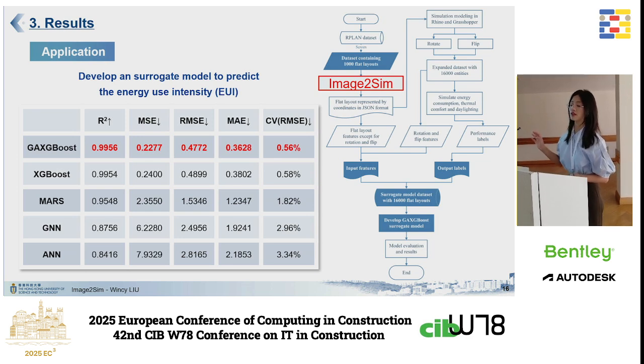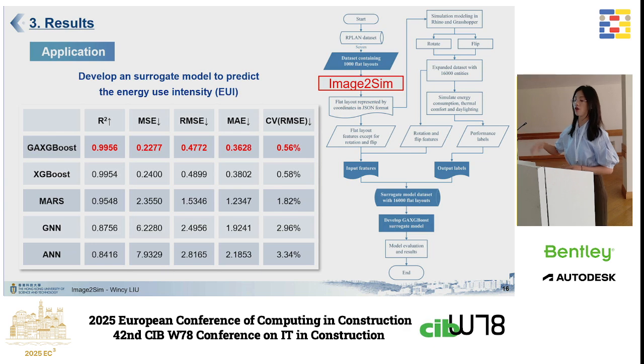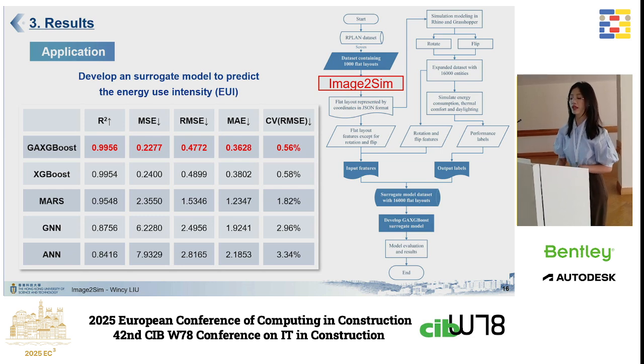Here we provide a practical application: training a surrogate model to predict energy consumption. Here is the whole workflow, and we can see our image-to-simulation plays a key role in the steps marked in red. We tested several models and also developed our own model, and all the models can achieve high accuracy. With more data and energy labels, we can improve the accuracy of the surrogate model.